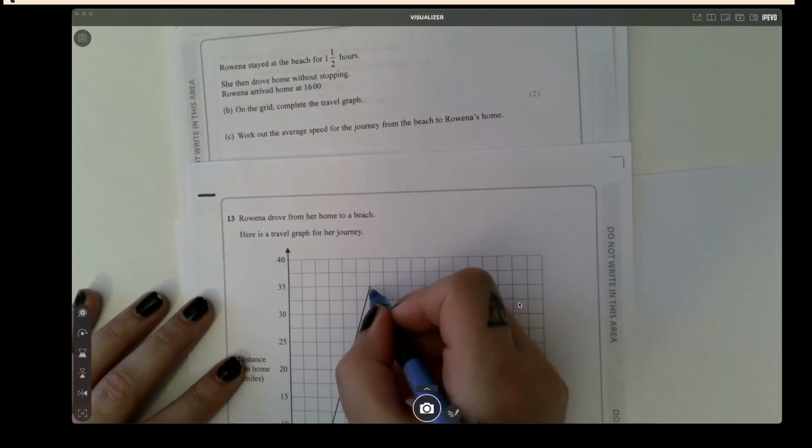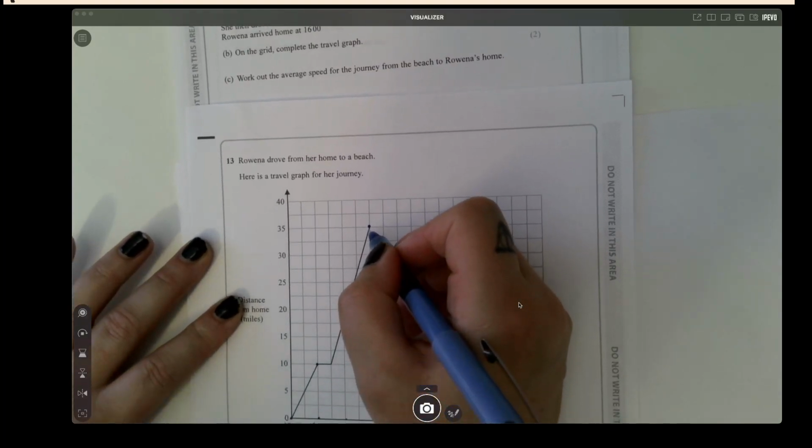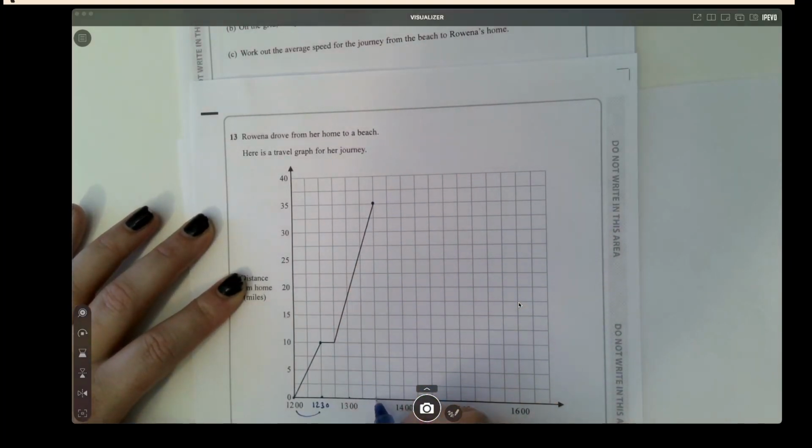So this is where we're at the beach. And if we read all the way down here, we're at the beach at 13:30. She stayed there for an hour and a half. So half an hour takes us to 2, and then another hour takes us to 3.